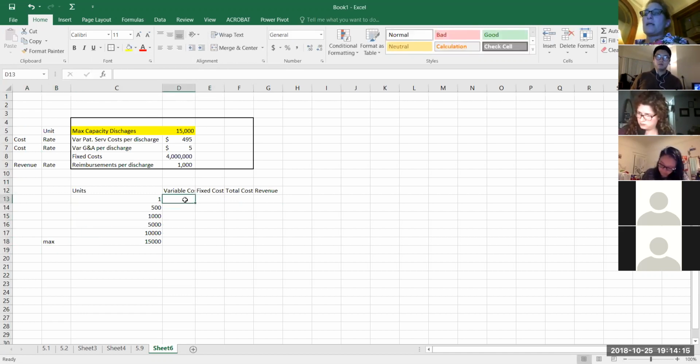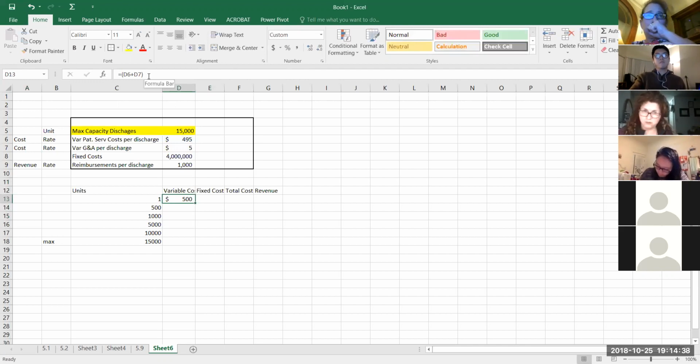Now variable costs, so we're looking back here. We've got $495 per discharge and $5 per discharge. So essentially what we can do is add those two together, and that gives us our total variable cost, right? And that will be our per unit cost, which is 500.